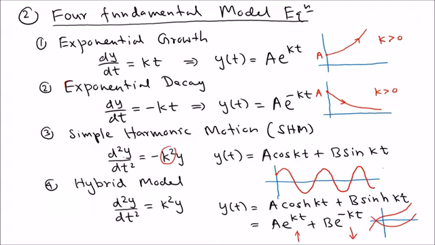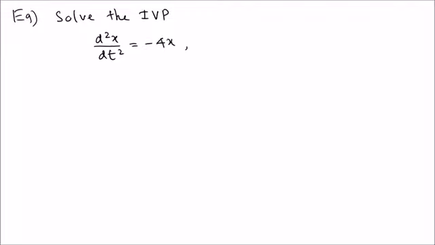So let's look at a problem. Let's solve this problem. Solve the initial value problem, d squared x over dt squared equals minus 4x, along with x(0) equals, let's say, 12, x'(0) equals 0.